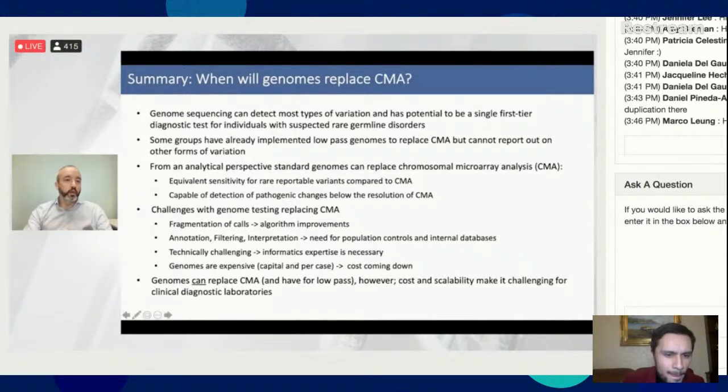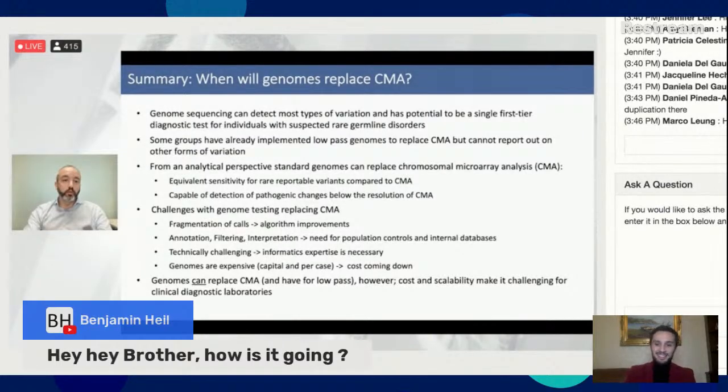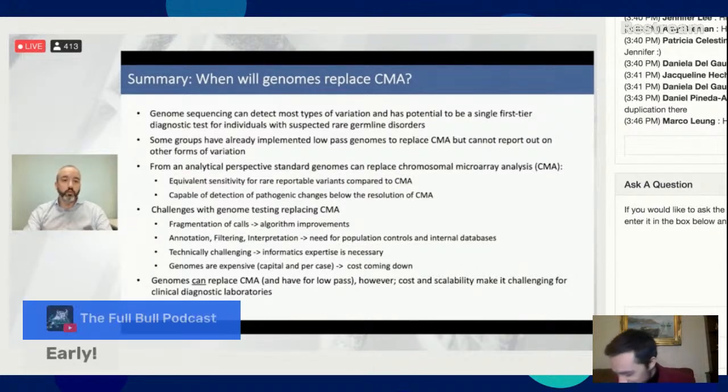I can tell you that, at least from an analytical perspective, standard genomes can replace chromosomal microarray analysis at this time. Certainly equivalent sensitivity for rare reportable variants, and is capable of the detection of pathogenic changes that are much below the resolution of CMA. So at least in our hands, for variants that are below 10 kb in size, we might have to validate using an orthogonal method before reporting out. But we haven't even broached this yet, but it is one of the advantages.